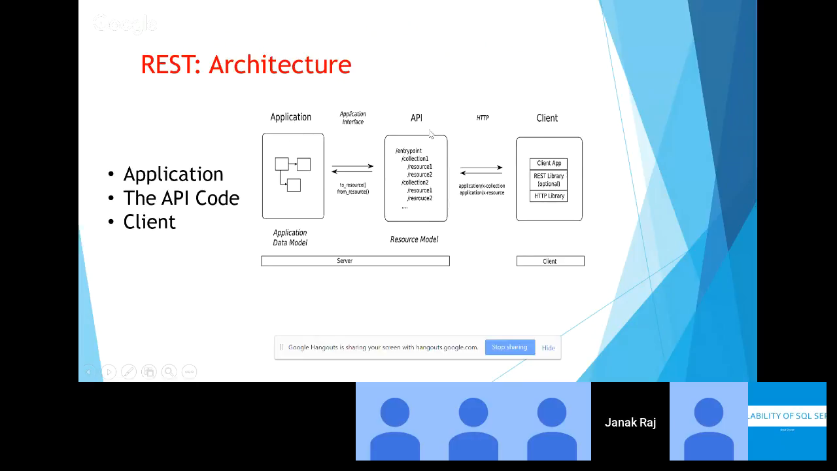And now, after discussing the API, let's move to the client. The client consumes the RESTful API. The RESTful API created from here is consumed by the client using the standard HTTP protocol. The client uses the HTTP library to access the RESTful API. We are even able to use a generic REST library on top of the HTTP library.